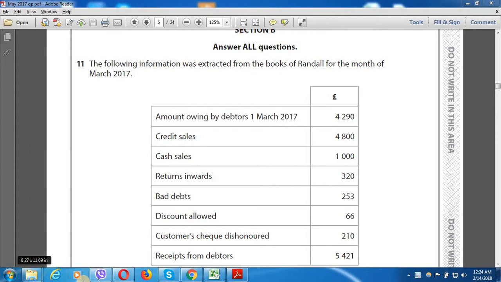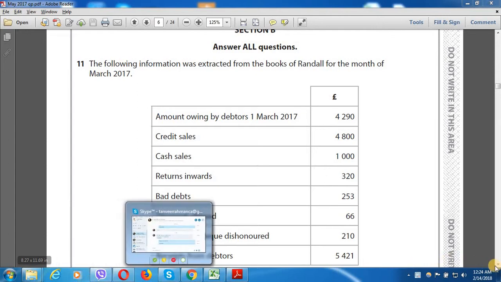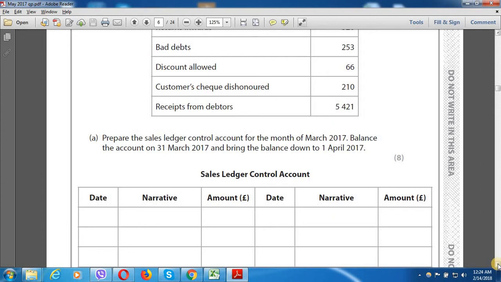Today we are going to solve May 2017 question number 11. Let us read the question first. The following information was extracted from the books of Randall for the month of March 2017. Amount owing by debtors 1st March 2017, £4,290. Credit sales £4,800. Cash sales £1,000. Returns inwards £320. Bad debts £253. Discount allowed £66. Customers check dishonored £210. Receipts from debtors £5,421.